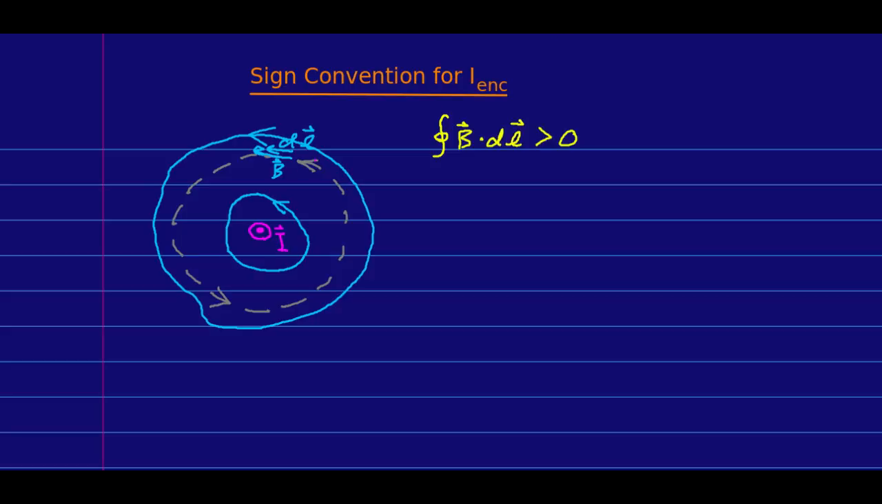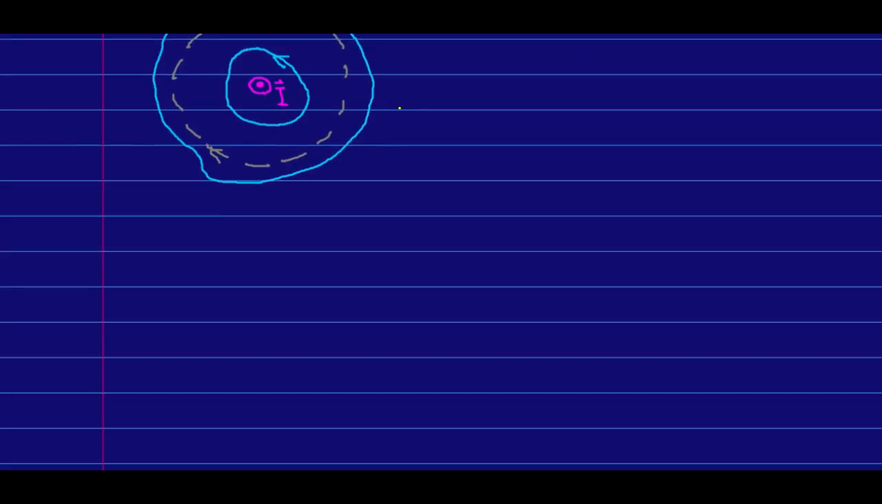On the other hand, if we go the other way around the path, now our length element is always in the opposite direction to the B field, and this is going to make the line integral negative. And so that tells us that our encircled current must now be, in our sign convention, negative. The reason this matters is that sometimes you have more than one current going through your path.